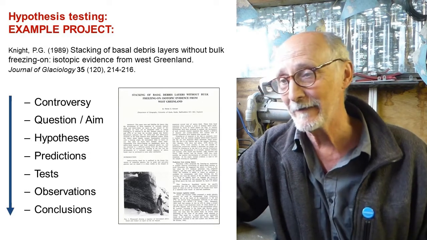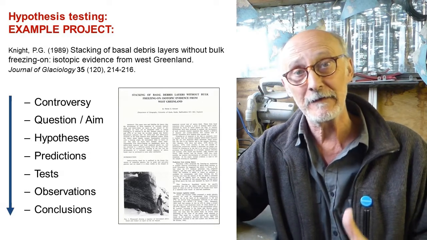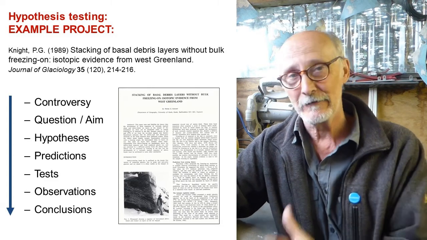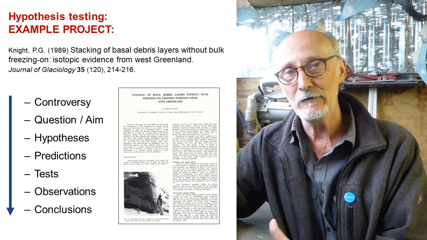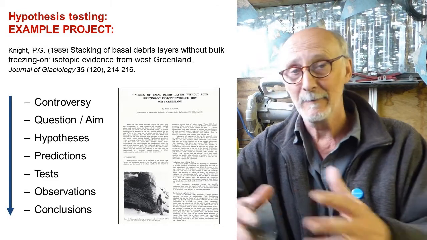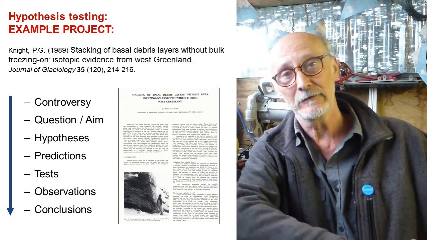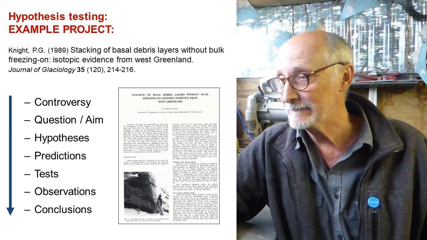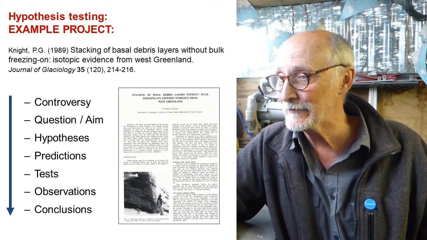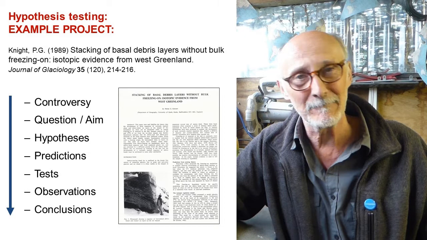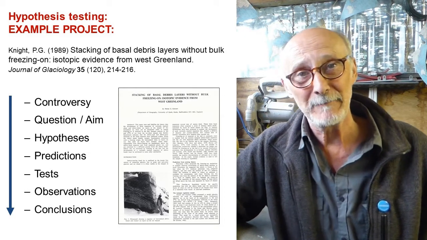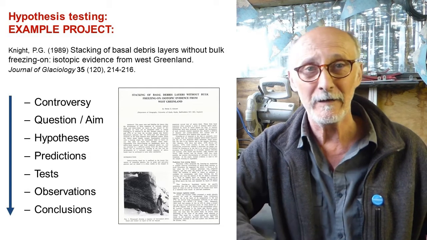Because what we're going to talk about this time is just a specific example of a project that has gone through that process and arrived at a very straightforward conclusion, testing a particular hypothesis to do with a particular question. Now, this piece of work, 1989, Stacking of Basal Debris Layers in West Greenland, published in the Journal of Glaciology, it was actually something that emerged from my PhD research. It was just one small part of my PhD.